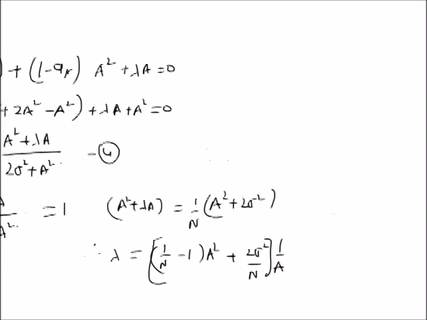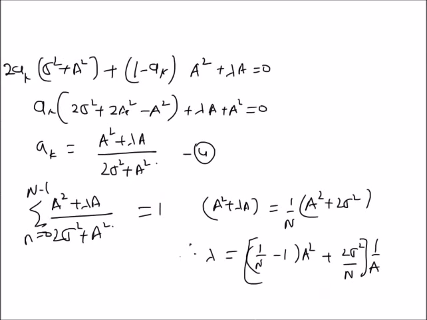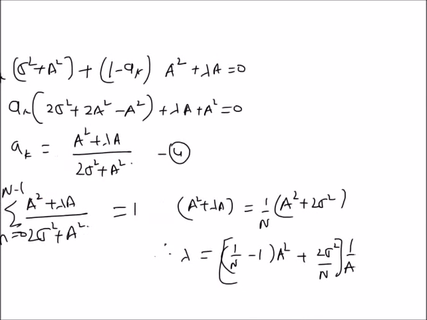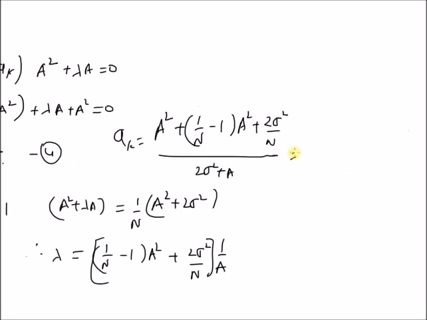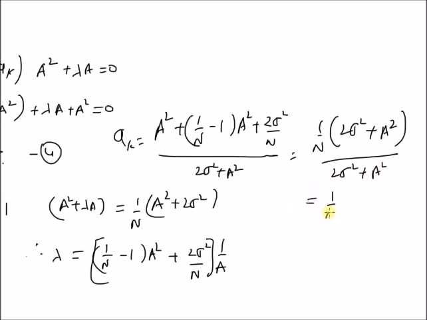Now by inserting this value of lambda in equation 4, that is the value of a_k, lambda into a is basically equal to this numerator, so a_k is equal to a squared plus 1 by N minus 1 into a squared plus 2 sigma squared by N, divided by 2 sigma squared plus a squared. The a squared and a squared will get cancelled, and we have 1 by N into 2 sigma squared plus a squared divided by 2 sigma squared plus a squared, which is equal to 1 by N.